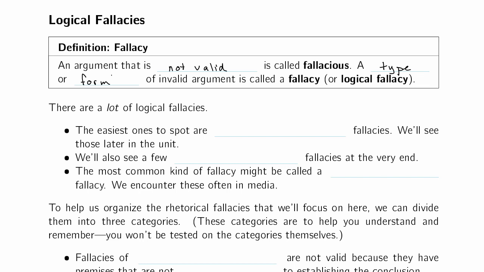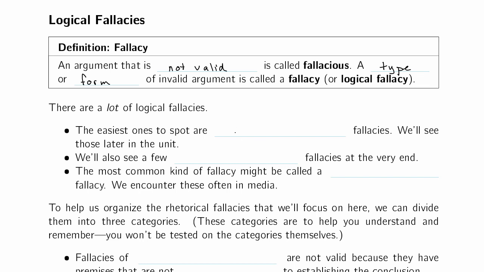Now, there are lots of logical fallacies. You could write a whole book on logical fallacies. You could take an entire course that did nothing but discuss logical fallacies. We're only going to discuss a few of them in this class.